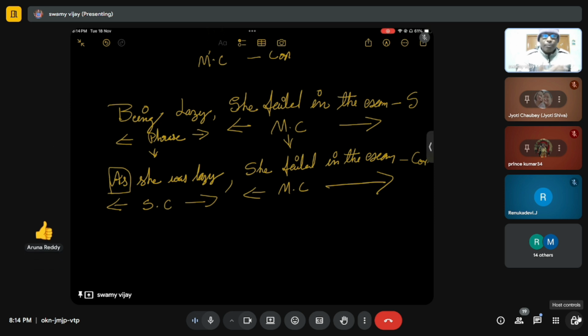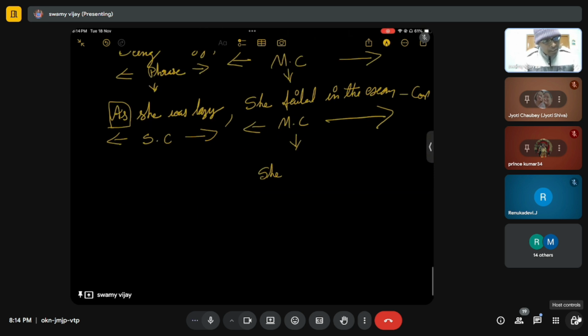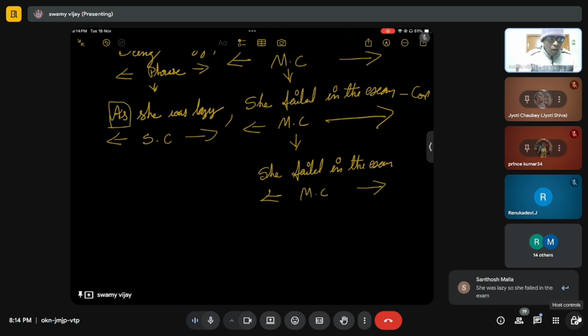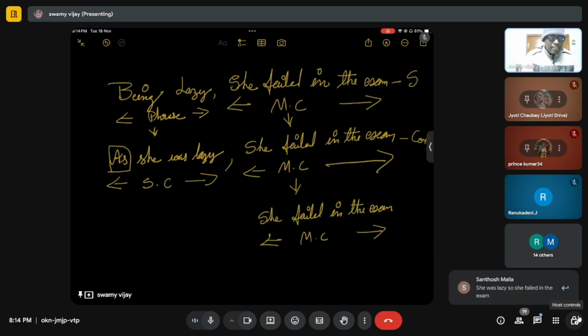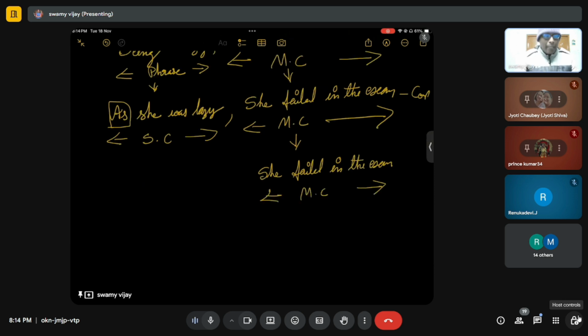Now how do we transform this into a compound sentence? Again, we'll repeat the same main clause without changing: she failed in the exam. So this remains as a main clause. Even in a simple sentence it remains as it is, in a complex sentence it remains as it is, and in the compound sentence also it remains as it is. Now how do we transform this phrase into a complex one? Already we transformed it, and now this subordinate clause we have to transform into a main clause.